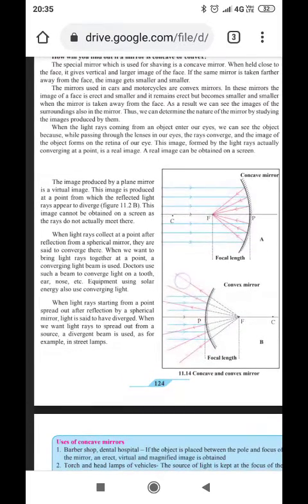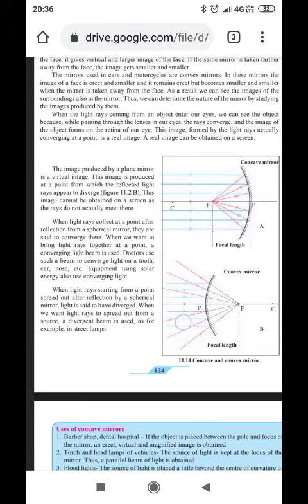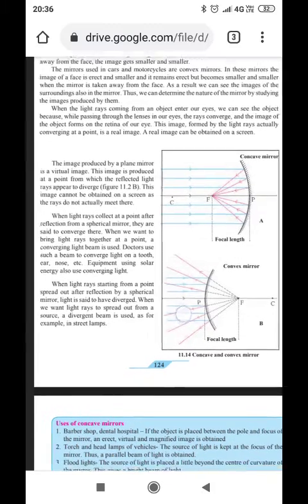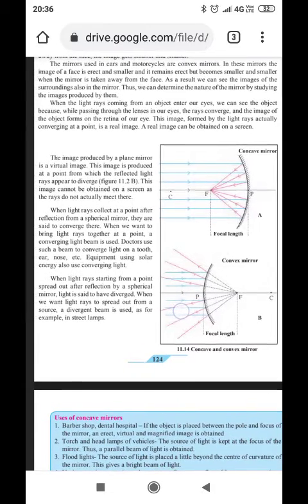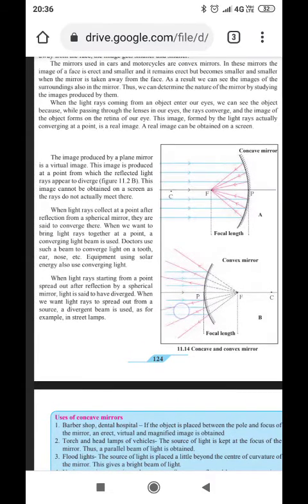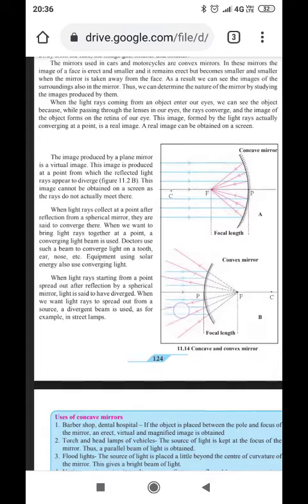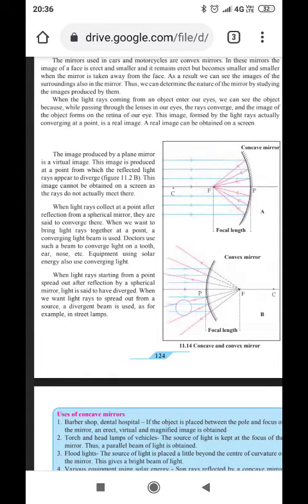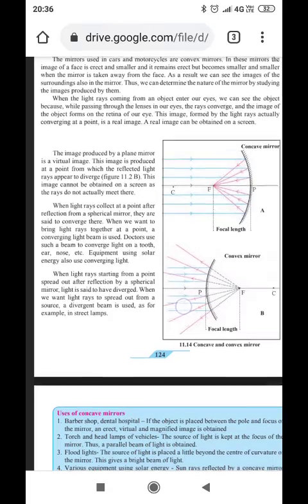When the light rays coming from an object enter our eyes, we can see the object because while passing through the lenses in our eyes, the rays converge. The image of the object forms on the retina of our eye. The image formed by the light rays actually converging at a point is a real image. The real image can be obtained on the screen, whereas a virtual image is not possible to obtain on the screen.